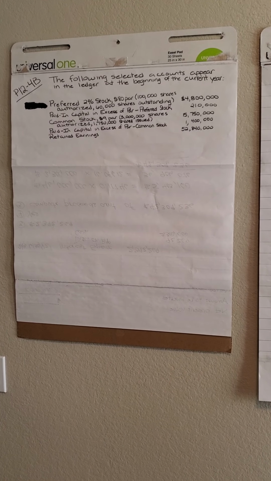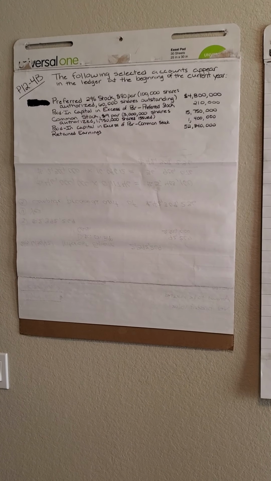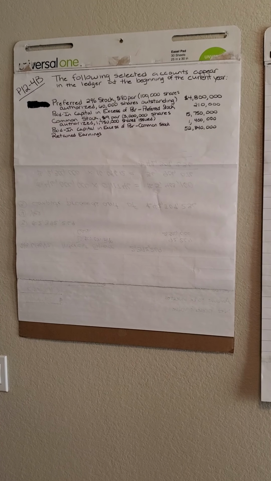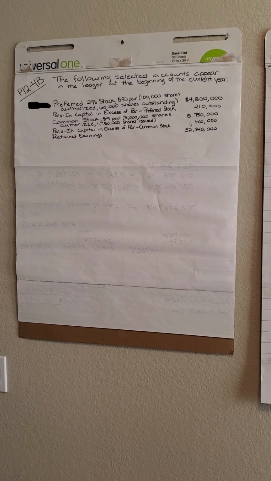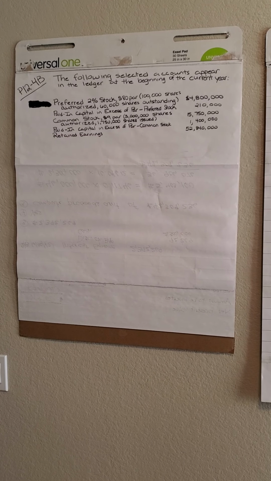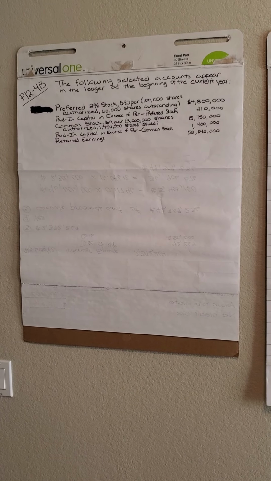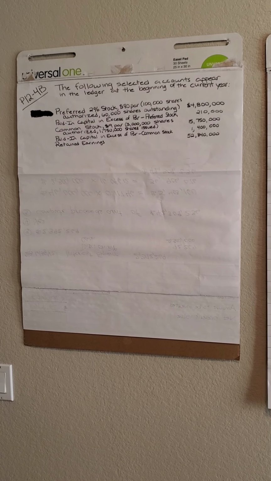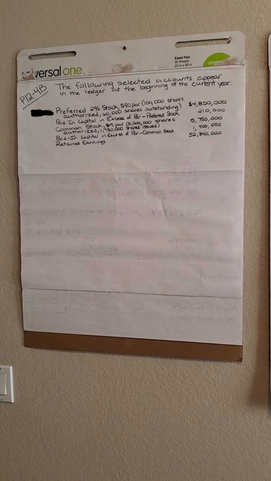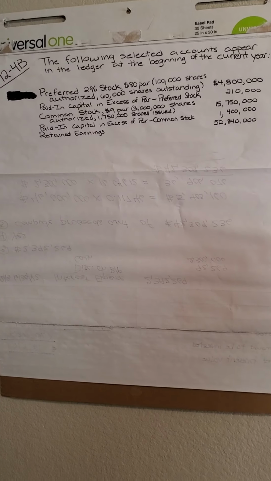All right, everyone. The last problem for this chapter is problem 12-4B. We're going to take care of some selected stock transactions. And what you see up there on the wall is the following: selected accounts appear in the ledger at the beginning of the current year. So I'm going to have him come in closer.